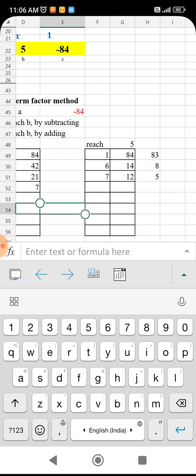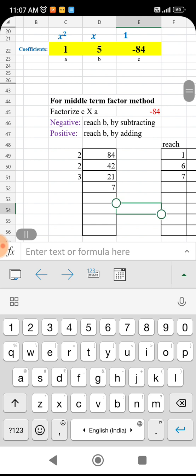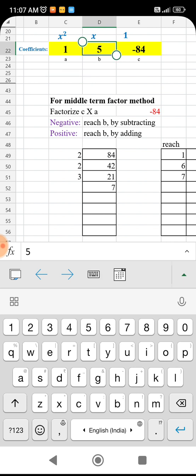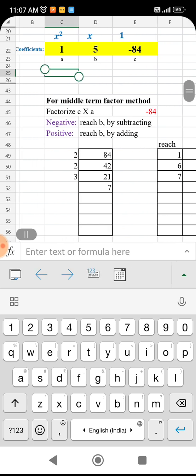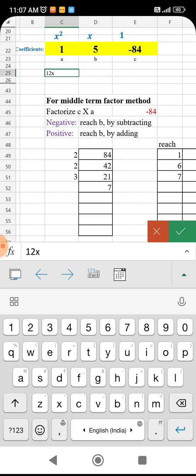How much time it has taken? So how will we factorize this value? We will factorize 1x square. It is positive. 5 is positive, so 12 will become positive. It will be divided into 2 parts: one part is plus 12x and another part will be 5x.